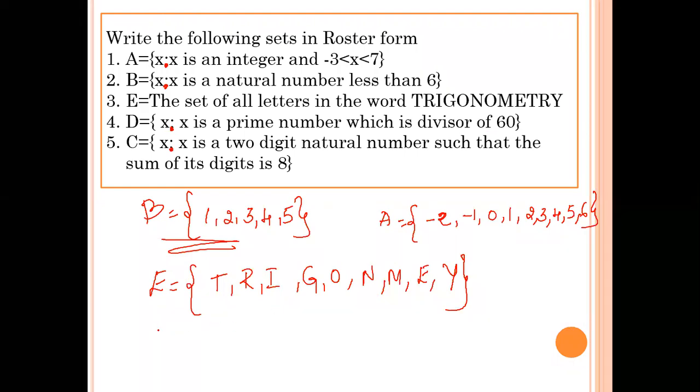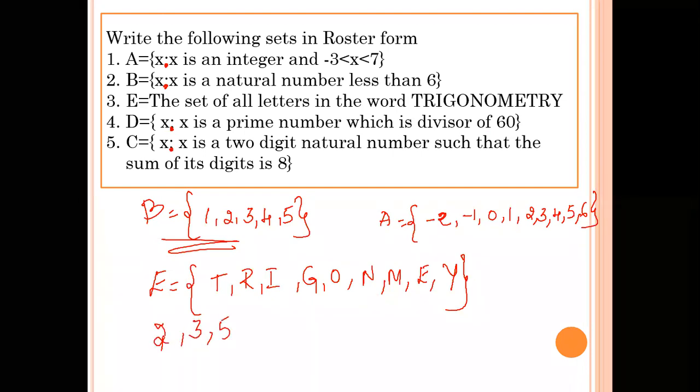For example, the prime numbers start from 2, yes, example 2, 3, 5. Which numbers divide 2? 2 and 1. Which numbers divide 3? 3 and 1. But if you take 4, it is not a prime number.